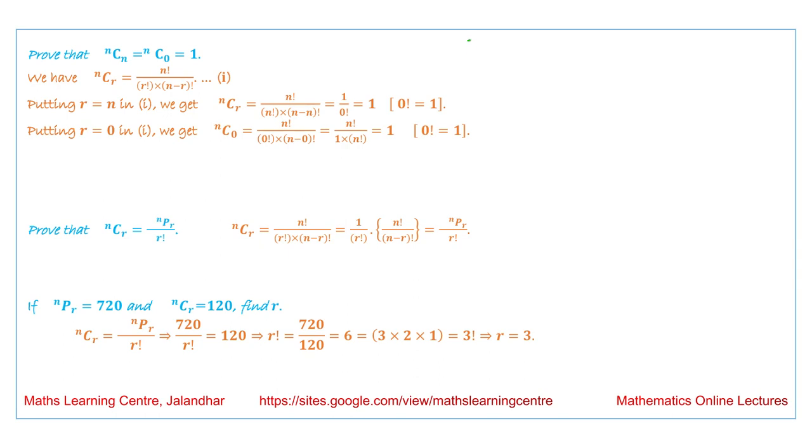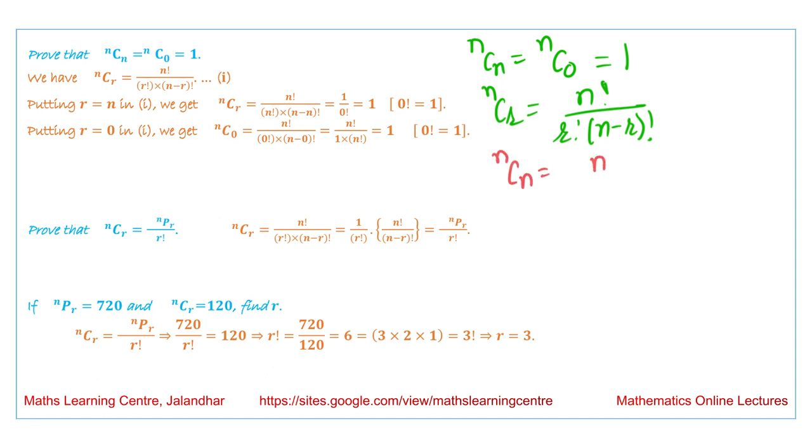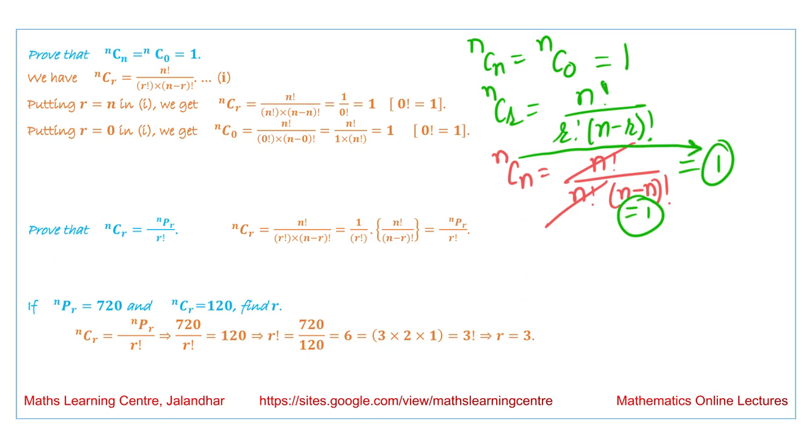Next we have to prove that NCN is equal to NC0 is equal to 1. The formula of NCR is n factorial over r factorial into n minus r factorial. Now if we substitute r is equal to n, we get NCN is equal to n factorial over n factorial into n minus n factorial. These two terms get cancelled. The value of this term is equal to 1. So the final answer we obtain for NCN is equal to 1.